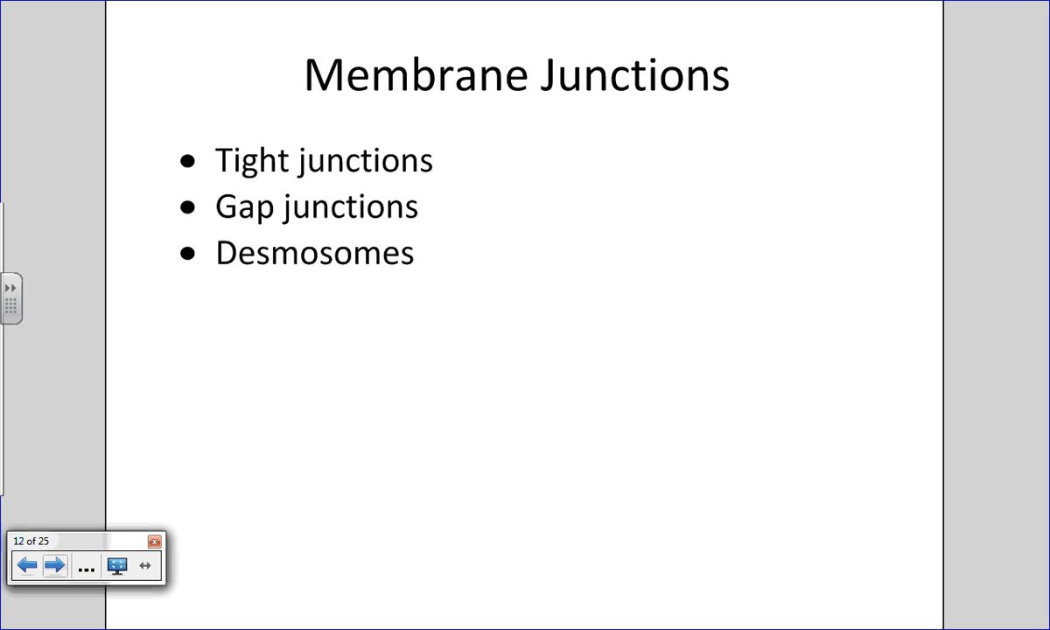I don't really want to go terribly in depth with these because you're going to see these more specifically later on. But tight junctions, when you look at these, they almost look like zippers that stick cells together very, very tightly. Again, there's going to be a lot less space in between the cells than I have drawn there. But tight junctions just adhere cells together very, very tightly.